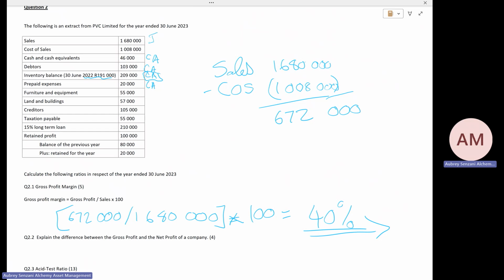So this is an income. This is an expense. This furniture is a non-current asset. Land and buildings, non-current asset. Creditors is a current liability. Tax payable, what is tax payable? It's a liability, current liability. 15% long-term loan. It's a what?